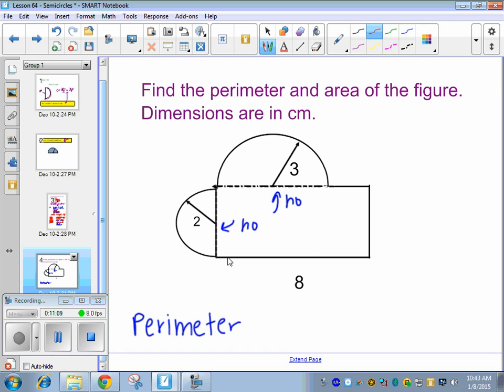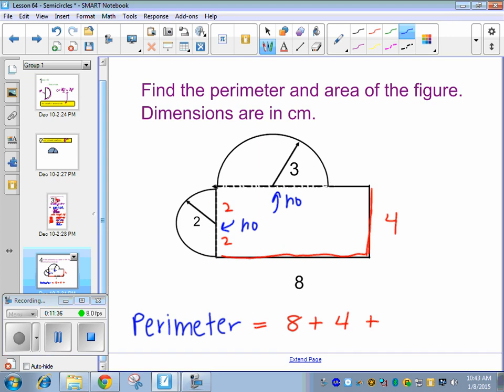Alright, so if we're walking around the figure, let's start with this, because they gave it to us. So my perimeter is going to be equal to 8 plus, okay, who could tell me how long this piece is over here? Holly? 4. Yeah, very good. Because this was 2 and this was 2. So you're actually using that radius over here to get that length of 4.